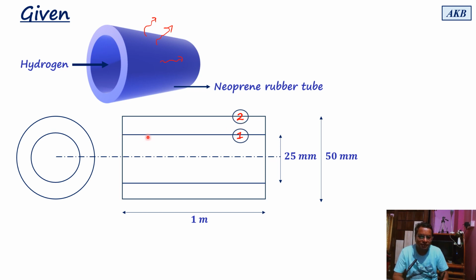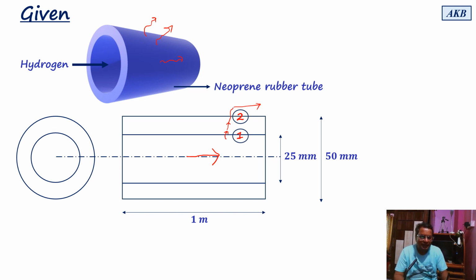So the inner surface of the tube has a point. We are considering that point as point 1, and on the outer surface you have point 2. So hydrogen will be diffusing as it is flowing through the tube like this. As it moves through the tube, it will get dissolved in the rubber, and then it will diffuse through the rubber, and then it will come out in the atmosphere, and it will be lost in the atmosphere.